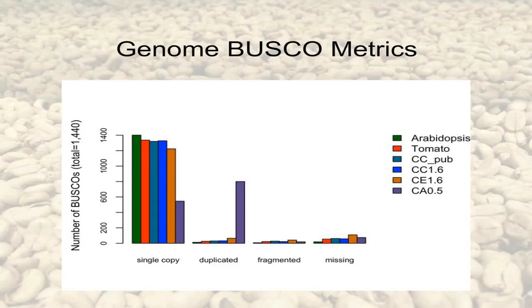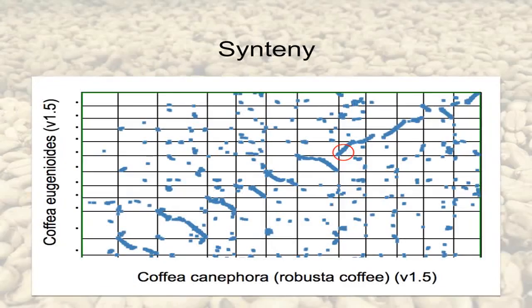So we used BUSCO as a metric. These are genes that should be present in single copy in most plant species. And so we looked through our assemblies and then also through Arabidopsis and tomato to have a comparison to some genomes that we know were good, to see how many of these we were able to find. So we have the published canephora there as well. And you can see that our canephora assembly is a little bit better in that it has a couple more single copy genes and a few less genes missing compared to the published.